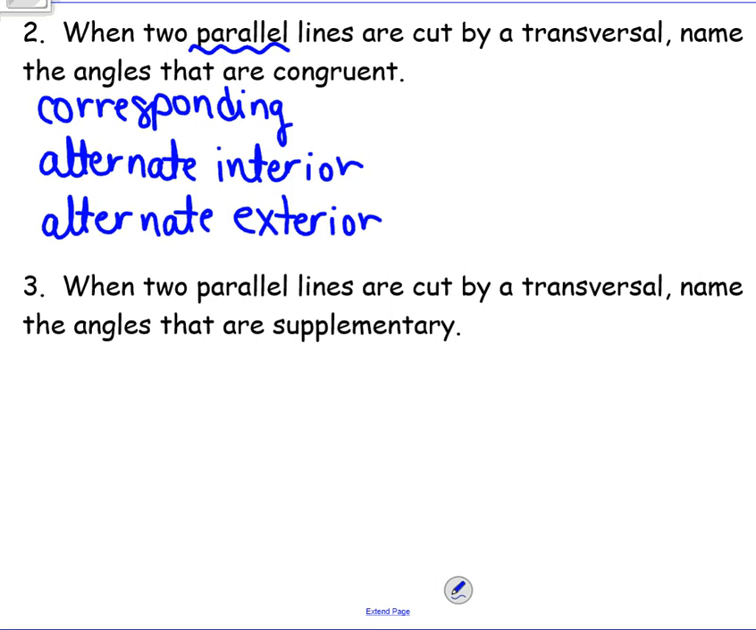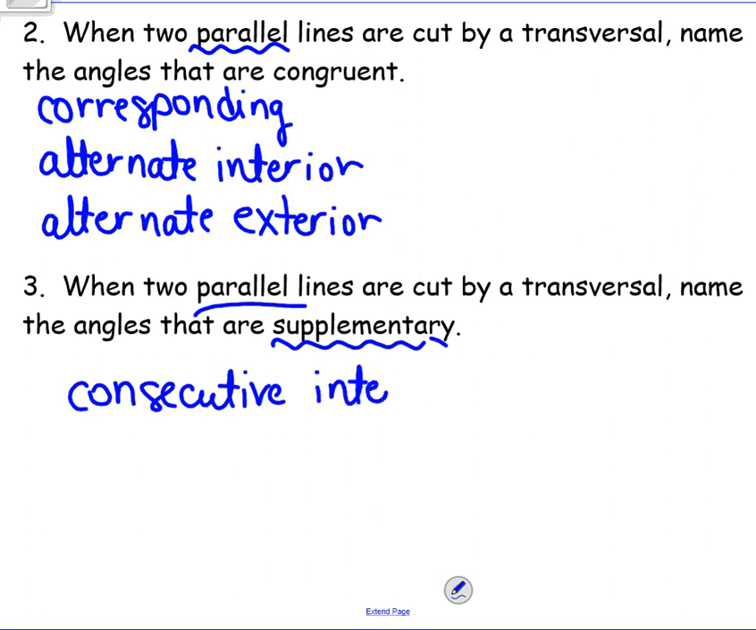When two lines are parallel lines and they're cut by a transversal, what kind of angles are going to be guaranteed to be supplementary? Well, there's one pair of angles that are meant to be supplementary, and those are the consecutive interior angles. And that takes care of question 2 and 3. On to question number 4.